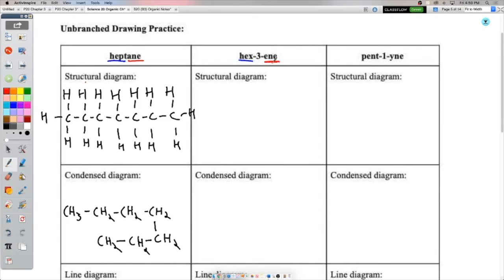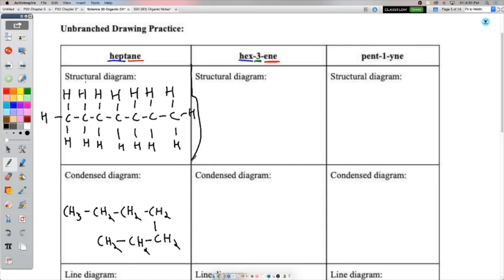So "ene" means there's going to be a double bond in there somewhere. What does the 3 tell us? It just tells us where that double bond is. The number that comes before something always tells us where that thing is. When we get to branches, we'll use those numbers again. So hex-3-ene. First things first, draw the parent chain.